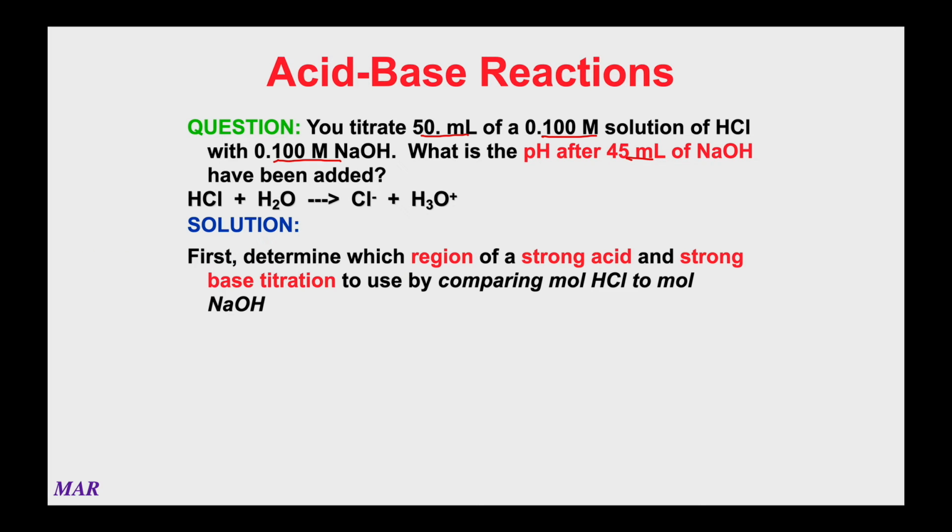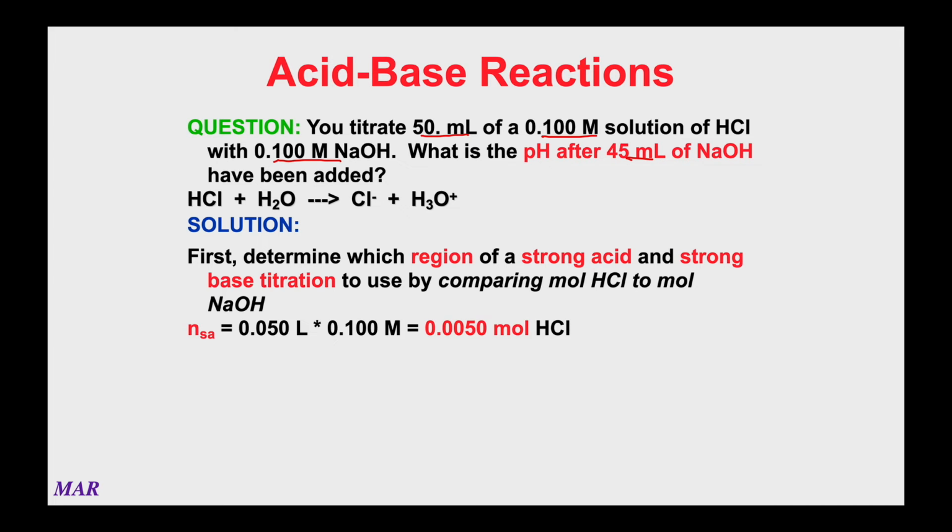Let's do it the right way, though, instead of just my babbling way. First of all, you really should determine the region, and you're going to find the moles of strong acid and moles of strong base, and then just compare them. If the acid moles are greater than the base moles, pre-equivalence. If the base moles are greater than the acid moles, post-equivalence. And if they happen to be equal, that would be truly the equivalence point.